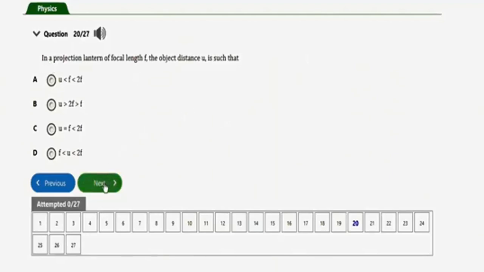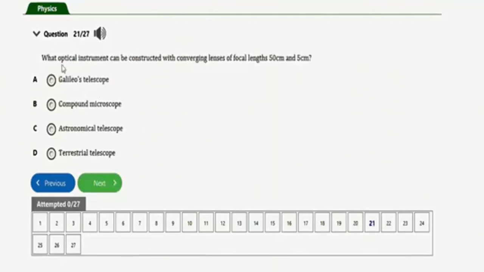Next question is this one. It says, what optical instrument can be constructed with converging lenses of focal length 50 cm and 5 cm? So the right option is option C, which is astronomical telescope.